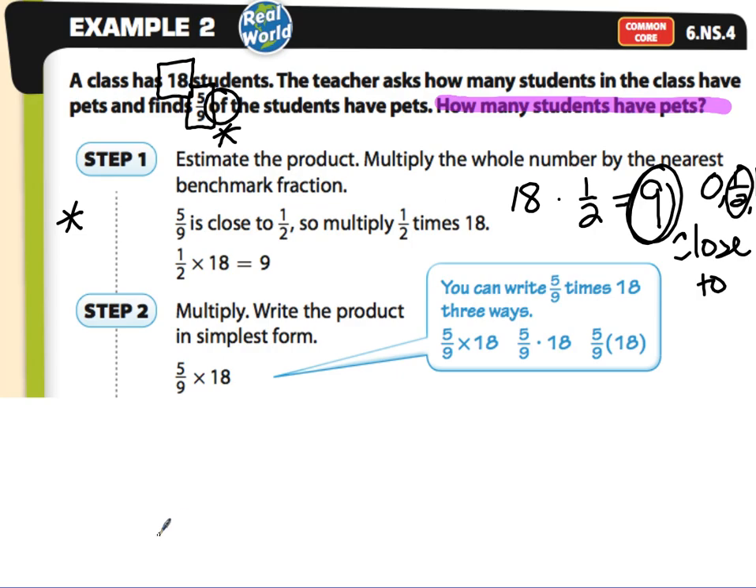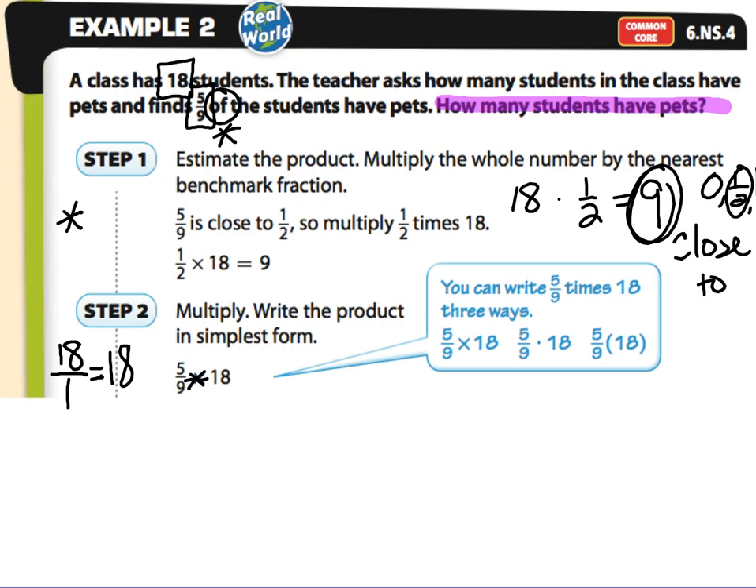Okay, well, I'm doing 5/9 of 18. So in this case, when I'm doing that, in order to multiply with whole numbers, I have to remember I have to make them an improper fraction. To make them improper fractions, I have to put 18 over 1. Because that means I have 18 pieces, and if I put 1 in each group, it would give me 18 groups. So these two things are equivalent.